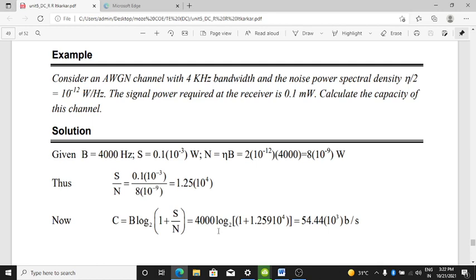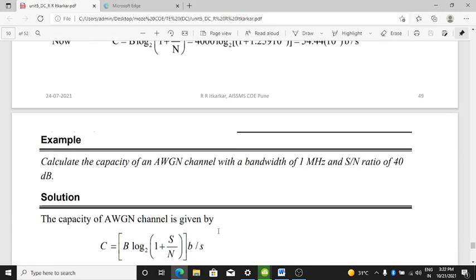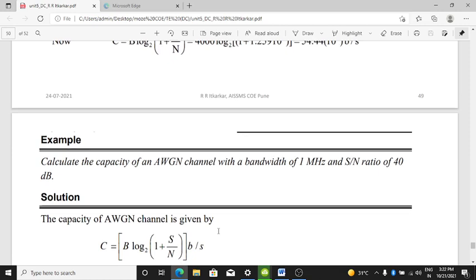Now for channel capacity, C = B log2(1 + S/N). Then put the values of B = 4000, log2(1 + S/N), where we calculate S/N first, which is 1.25 × 10^4. After solving we get 54.44 × 10^3 bits per second.